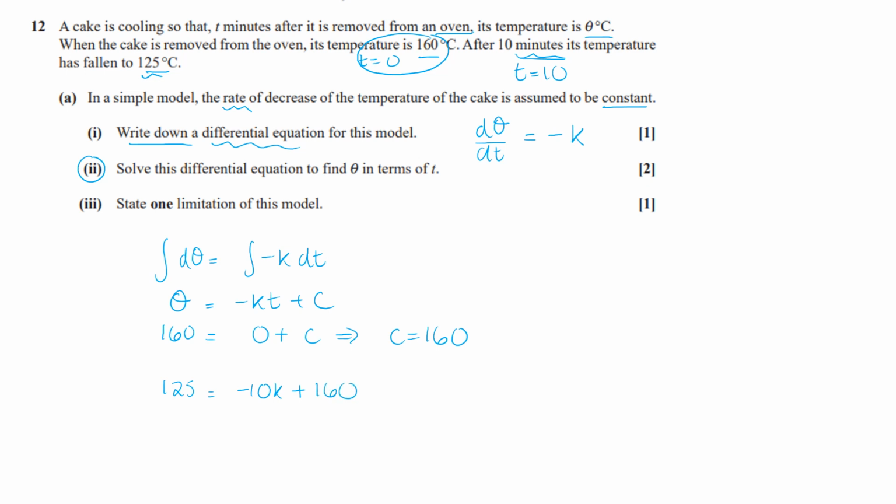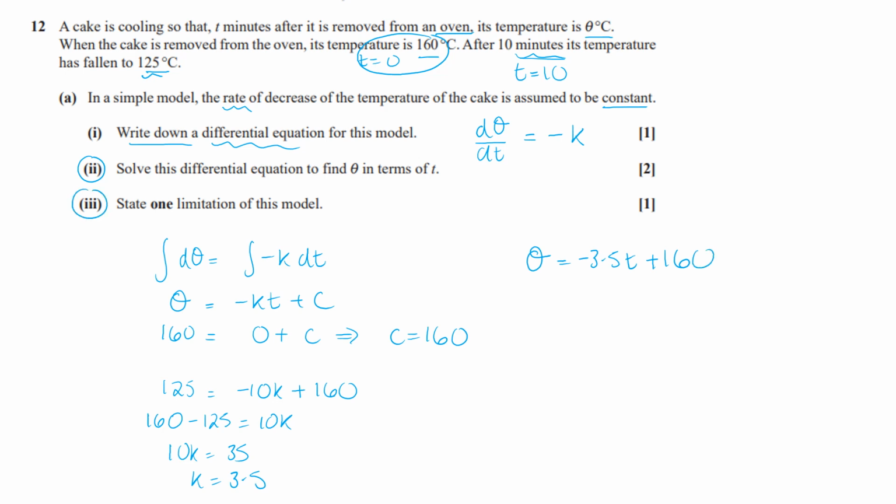Just rearranging that, we're going to get that 160 minus the 125 is equal to 10k. 10k is equal to 35, so k is equal to 3.5. So our equation for this initial model is that theta is equal to minus 3.5 t plus 160.